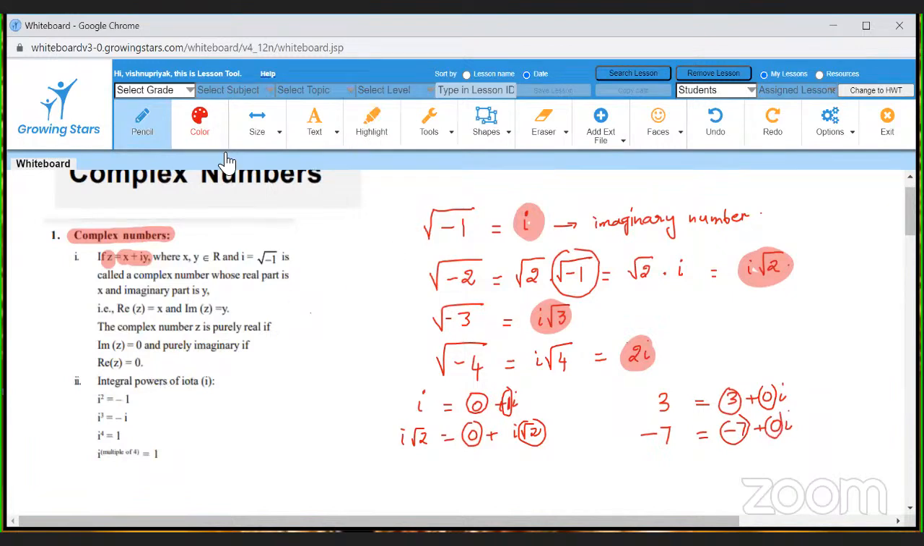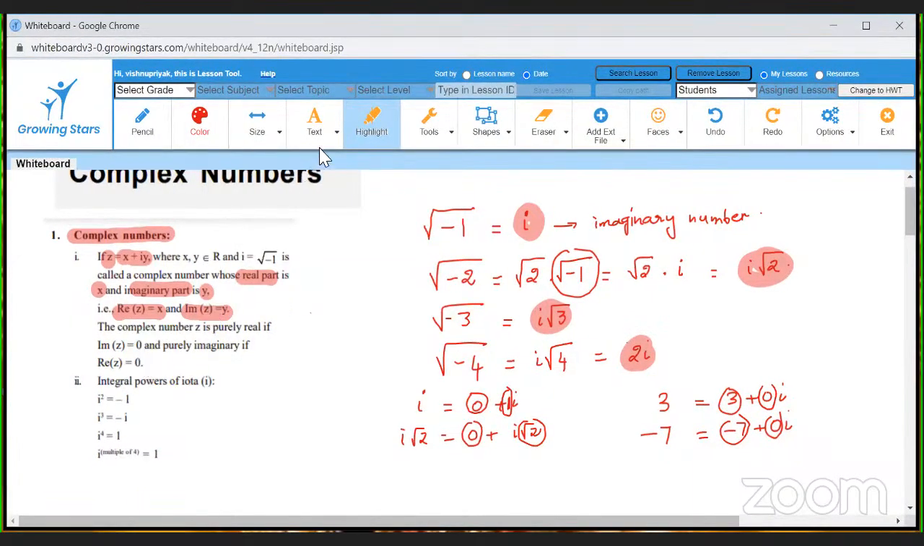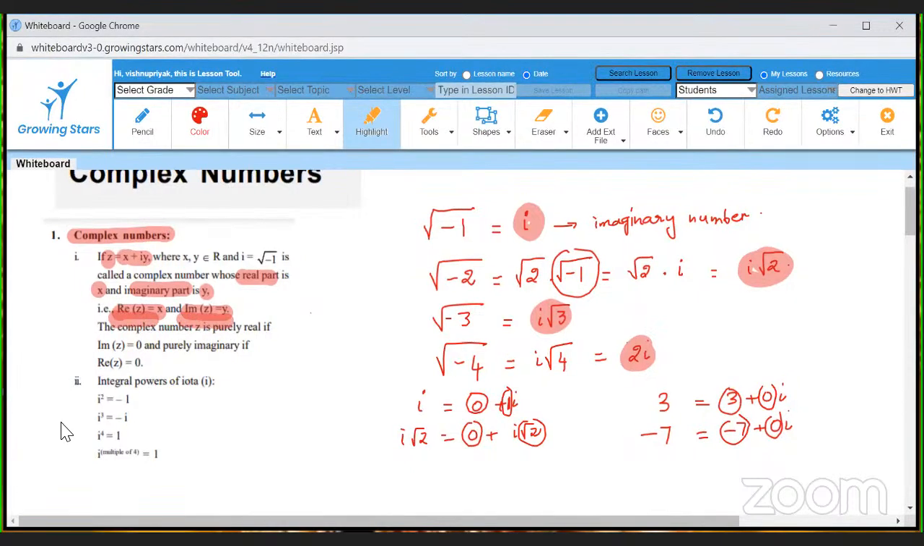But every complex number has two parts, that is the real part and the imaginary part. Real part is x, imaginary part is y, which you can write like this. Real part of z is x, imaginary part of z is y. In short, instead of writing sentences like this, real part is x, imaginary part is y, you can write real part of z is x, imaginary part of z is y.